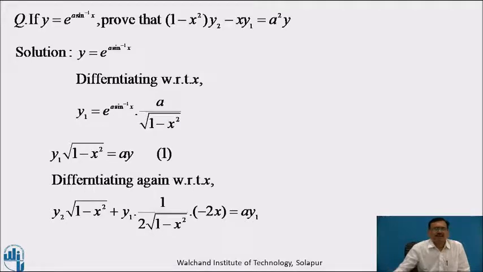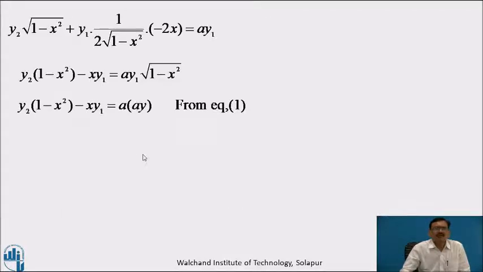See here, y1 into square root of 1 minus x square is ay. This we have taken here. Therefore, y2 into (1 minus x square) minus x y1 equal to a square y, that is a into ay, a square y. This was the required proof.